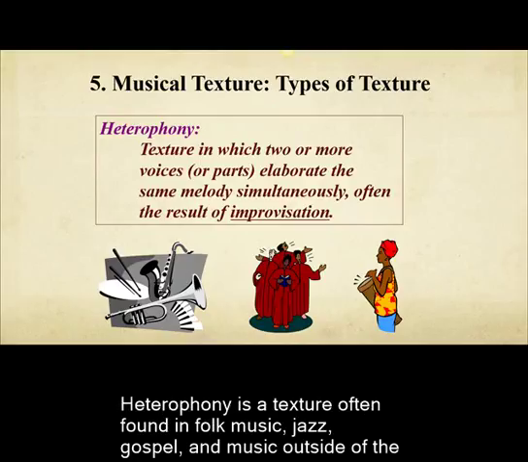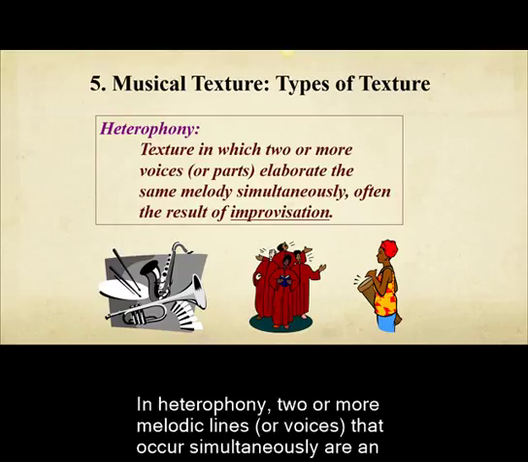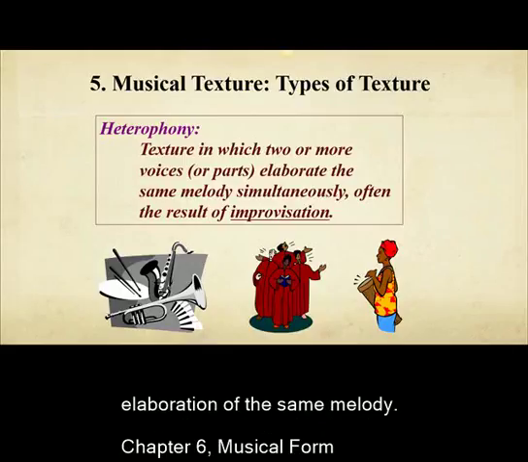Heterophony is a texture often found in folk music, jazz, gospel, and music outside of the Western culture, when improvisation occurs in the performance. In heterophony, two or more melodic lines, or voices, that occur simultaneously are an elaboration of the same melody.